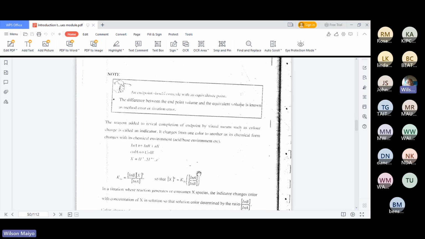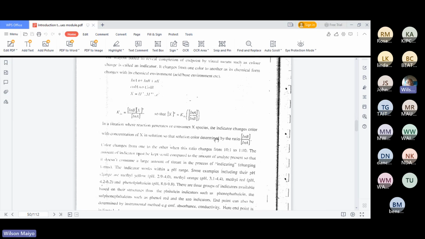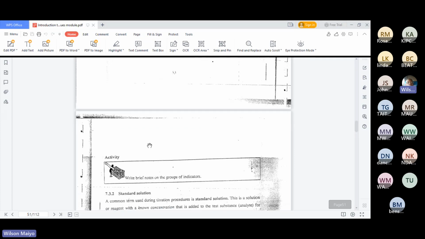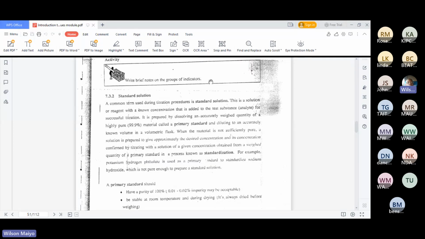Then the other one is standard solution, which I think we can spend a few minutes to look at. A standard solution, as I mentioned before, is a solution or a reagent of known concentration. We normally use it to determine the concentration of the analyte in most cases. So you might be given a solution, not knowing its concentration, that you want to test. So you must have a standard solution.